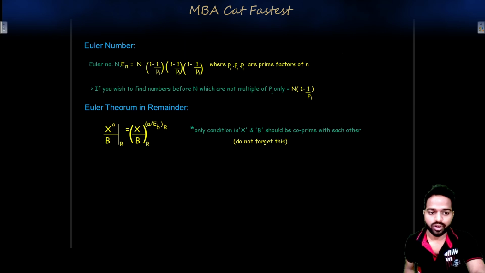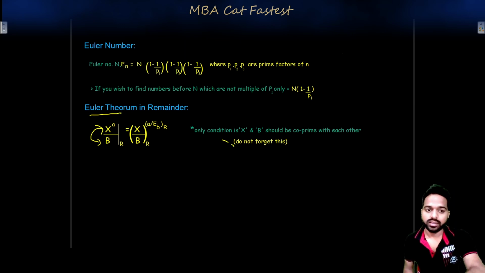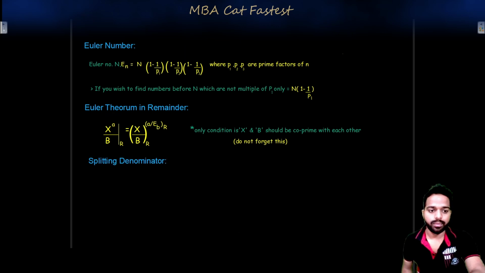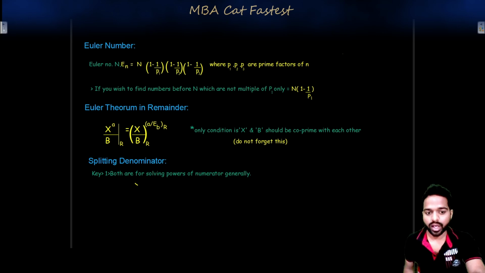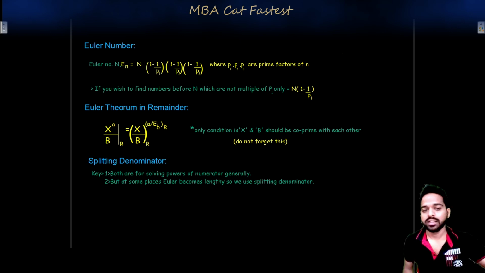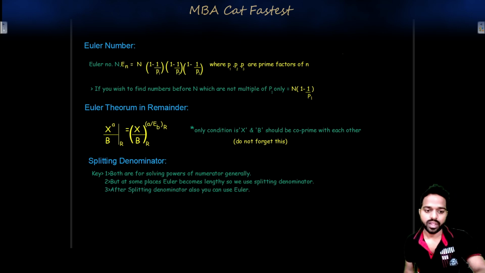And of course, I forgot to tell this, but always remember: these two are to be co-prime to apply Euler. Okay? This is a very important condition to be remembered. Now, splitting denominator and Euler theorem both are generally for solving powers of numerator. But at some places Euler becomes lengthy, so we use splitting denominator as an alternative option. After splitting denominator, you can use Euler's.